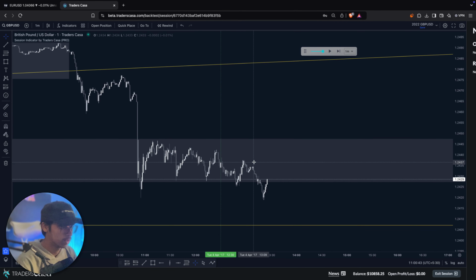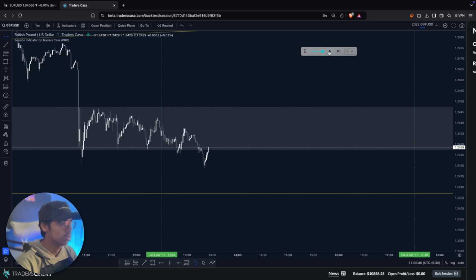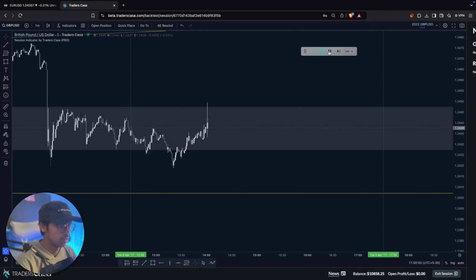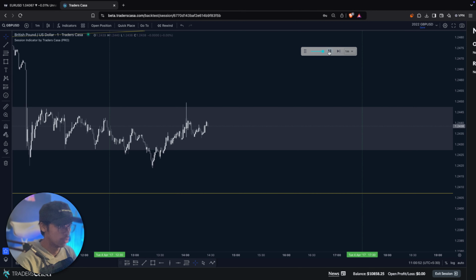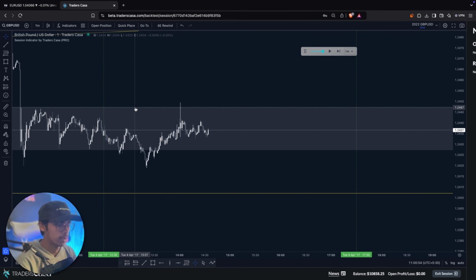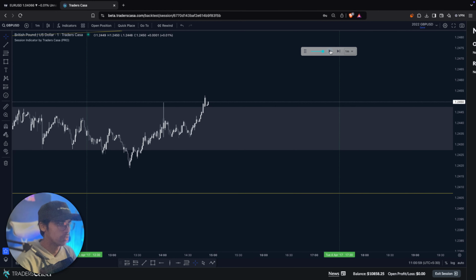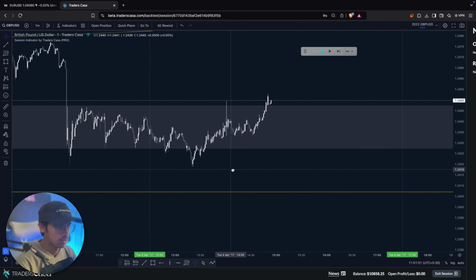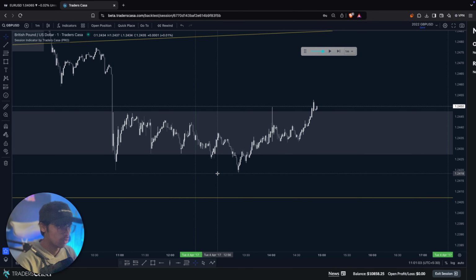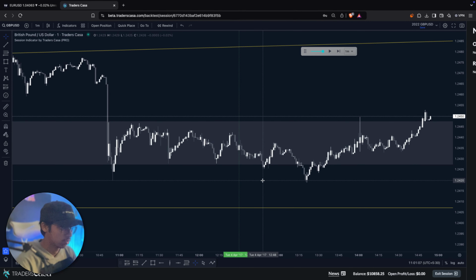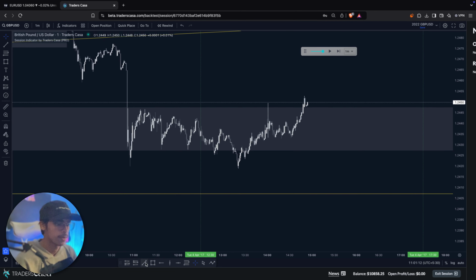Buy side liquidity has been built. Buy side liquidity swept out. Wait, we could have taken some trade here, right? The low didn't get taken, it became an equal low.